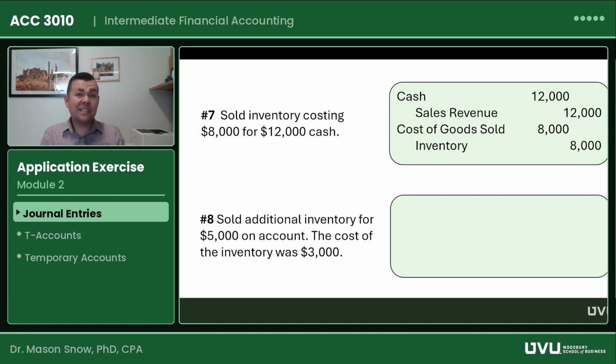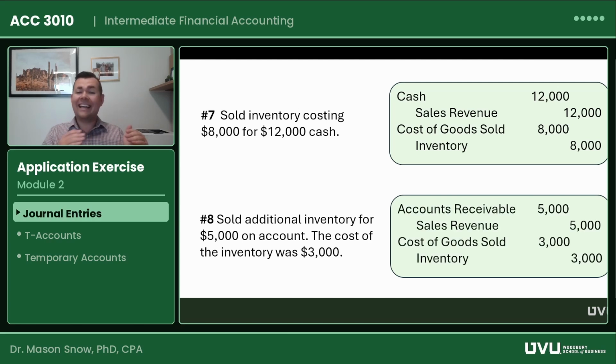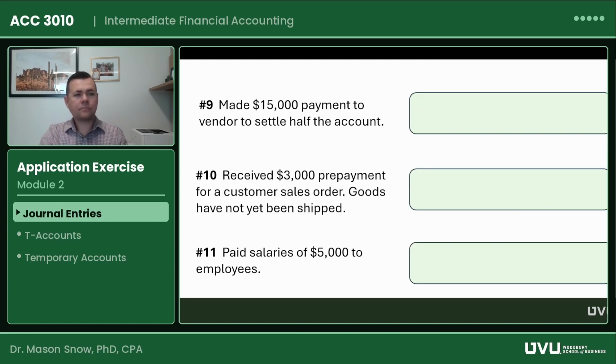Number 8, pretty similar setup, right? But this time we just sold additional inventory on account. The numbers obviously change, but in terms of account titles, we now debit accounts receivable at the start instead of cash. We're going to get that later on. Number 9, we are now making payment of $15,000 to a vendor to settle half of our accounts payable we had before. So when we decrease our accounts payable, we do that with a debit, and we do that by crediting cash for $15,000.